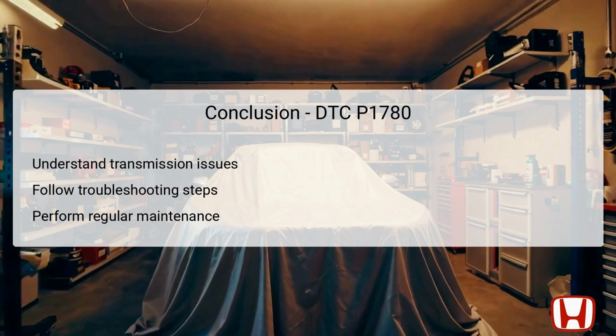In conclusion, diagnosing and resolving DTC P1780 requires a comprehensive understanding of the automatic transmission system's components and their interactions. Following the structured troubleshooting steps ensures that technicians can accurately pinpoint the root cause of the problem. By addressing potential faults, whether they originate from the transmission control module, powertrain control module, or wiring harnesses, the corrective actions can restore proper functionality.